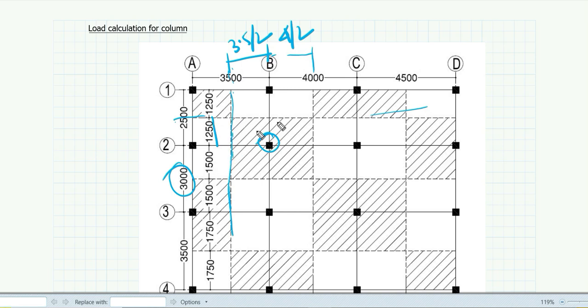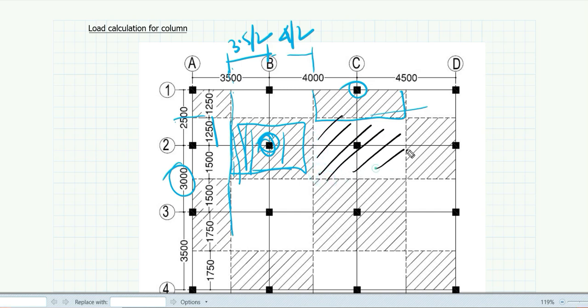So like this, you just divide all the sections into half, and then whatever area that you will get, this will transfer the load to this particular column. Okay, and whatever area you will get here, this load will be transferred to this column. Then if you see this area, this area will transfer the load to this column, then this area will transfer to this column.